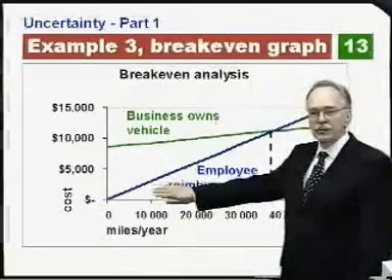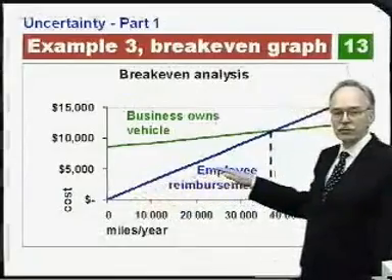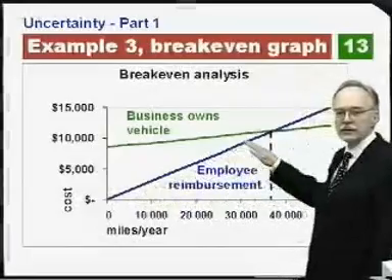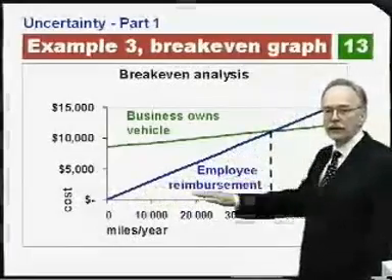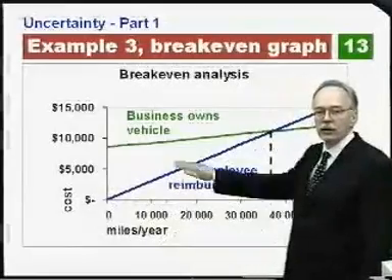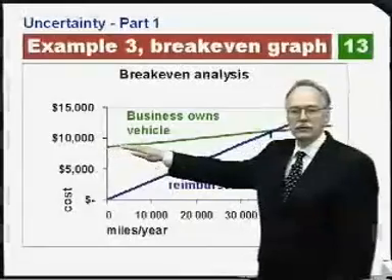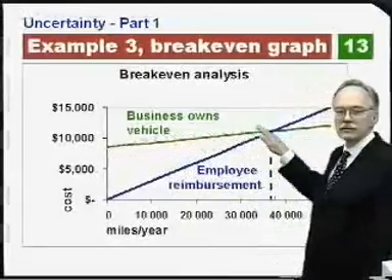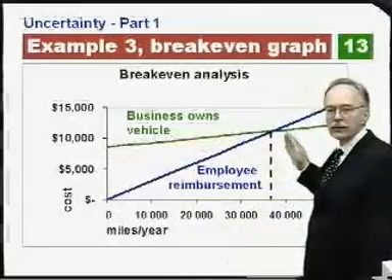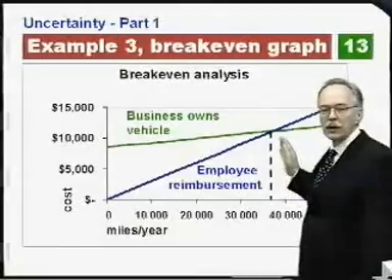So here we have a graphical representation. Depending upon the number of miles driven for business use by the employee, that would be the cost to the employer. That's this line that has the intercept at the 0, 0 point. If the employer buys the car, the business owns the vehicle, then of course we have this fixed cost starting here, and it's moving out like that. So the intersection point here, close to 37,000 miles per year, is the break-even point for this example.